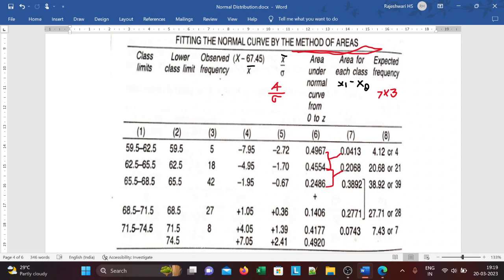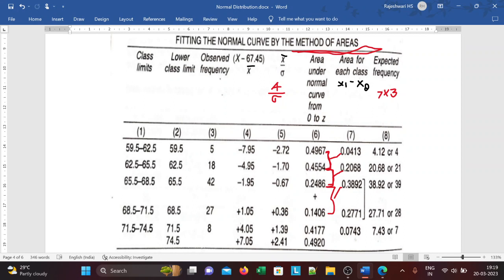So for this, we need to subtract. That means x1 minus x2. So x1 values, the table values here, minus x2 values, we will get the seventh column. So again the same thing here, x1 minus x2, so we will get this answer. So here again, this value minus this, so we'll get this answer. So likewise, we are going to continue.